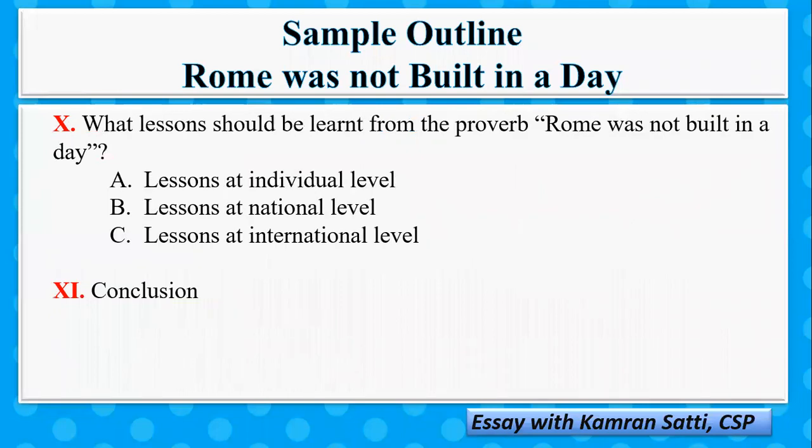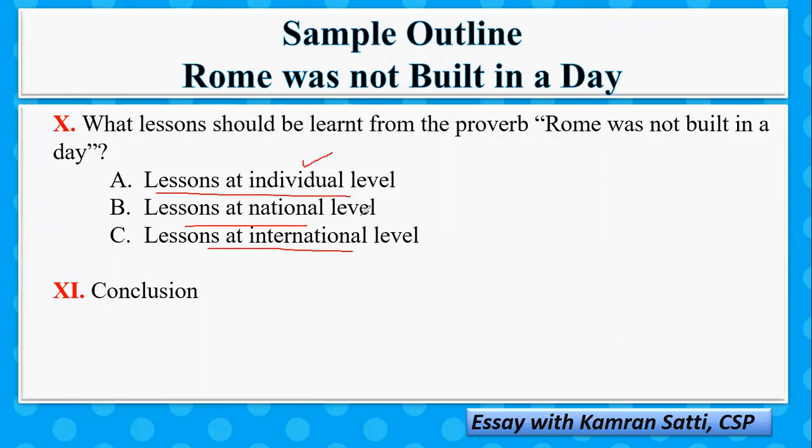Then in the end, I have given a heading that what lessons should be learned from this proverb: Rome was not built in a day. Now you can talk about lessons at individual level, lessons at national level, lessons at international level. At individual level, you can say that whenever someone has worked hard, there are ample examples in history that he has achieved success and glory.